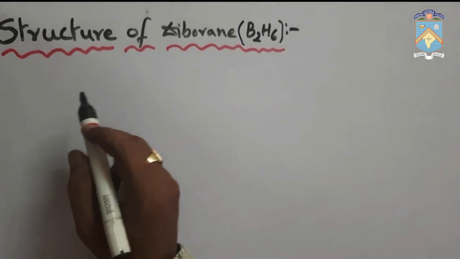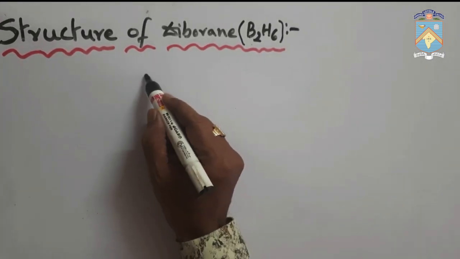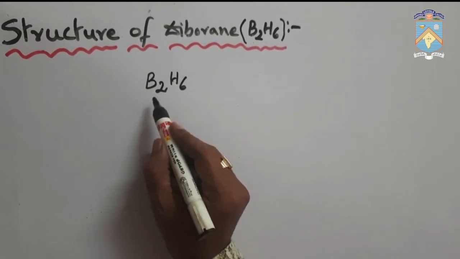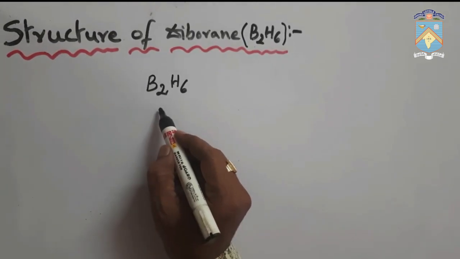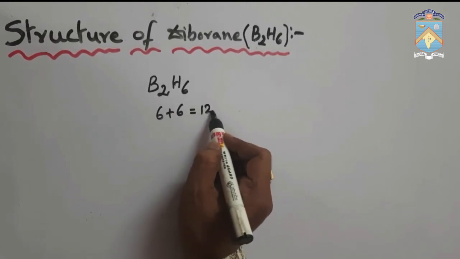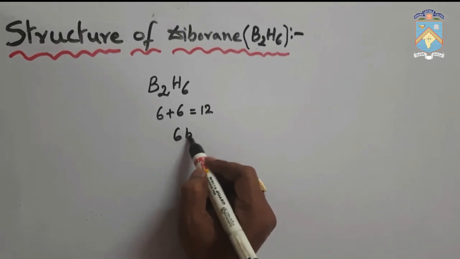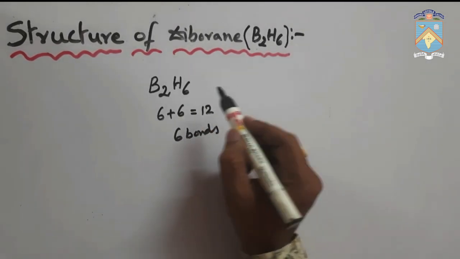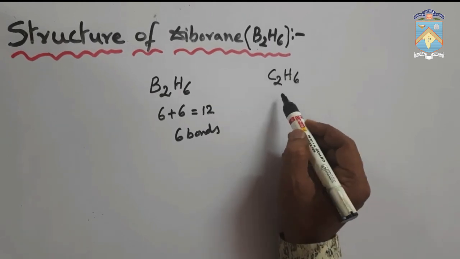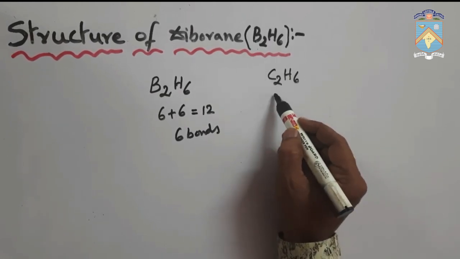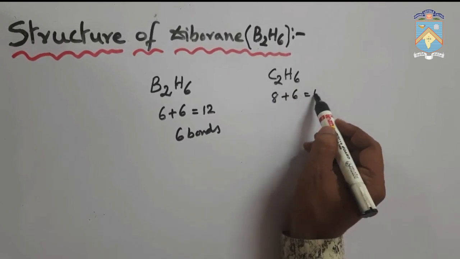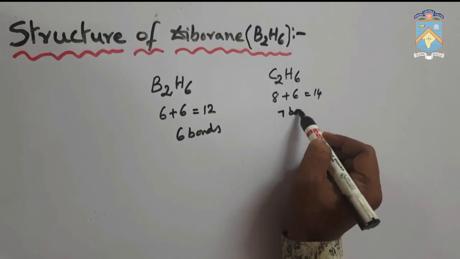Now when we focus on the structure of diborane, I told you diborane has 12 valence electrons. So B2H6: 3 each from 2 borons, namely 6, plus 6 electrons from hydrogen. So totally 12 valence electrons are there. Therefore it can form 6 bonds. Ethane, on the other hand, has 14 valence electrons: 4 from each carbon, therefore 8 valence electrons, and 6 from 6 hydrogens, totally 14 valence electrons. Therefore, it can form 7 bonds.